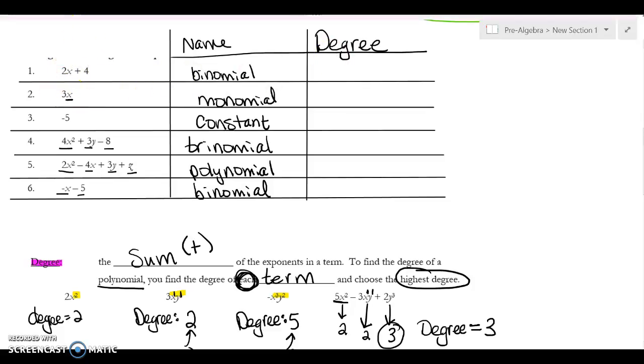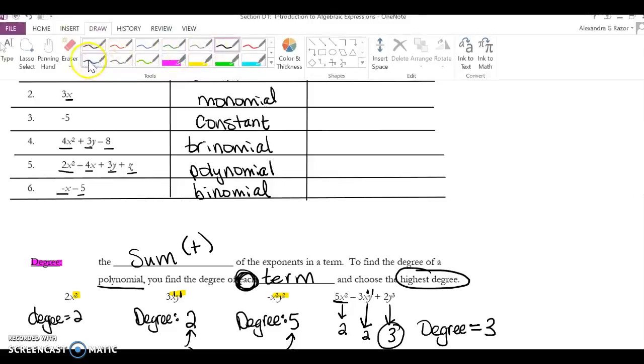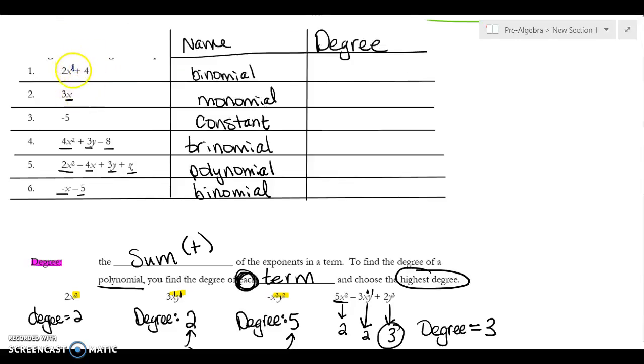All right, so number 1, I'm going to change colors so we can see. I have a 1 here. This one has nothing. So my degrees are 1 and 0. So the actual degree is 1 because I'm going to choose the biggest one. This degree is just here because there's no other term. So my degree for this one is 1. For this one, I have no variable. There's no x. So that means my degree is 0.